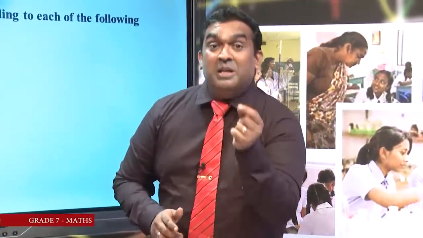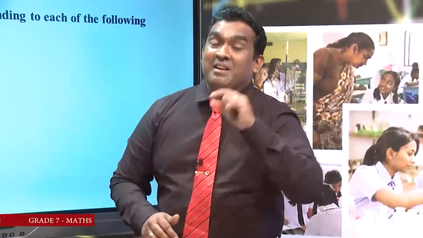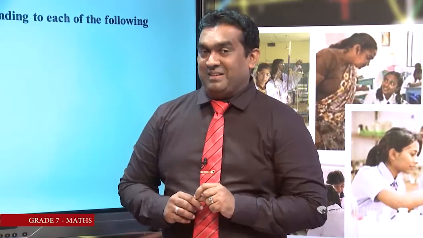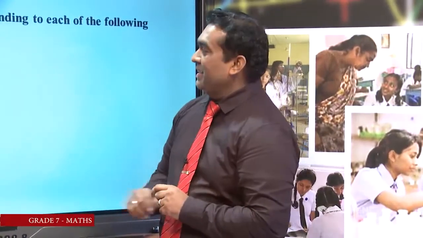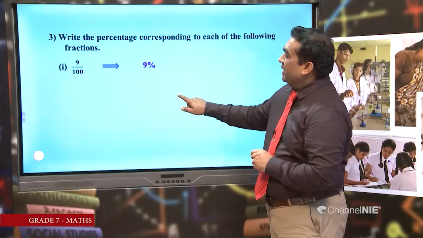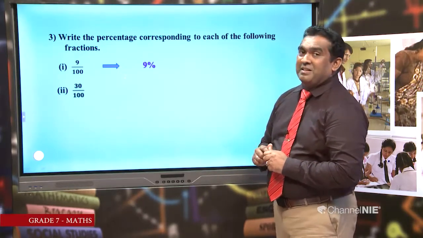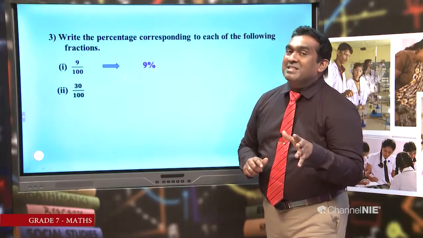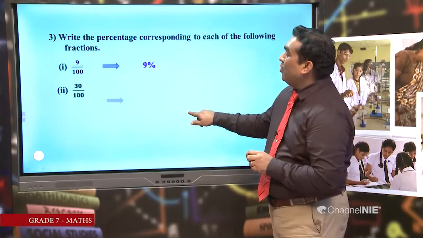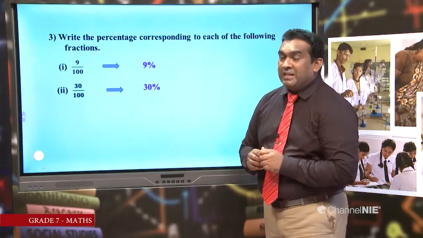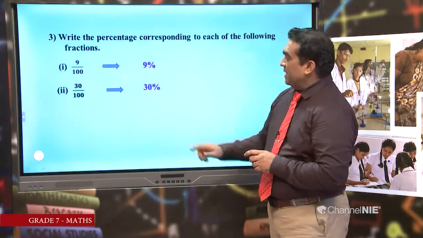If you have 9%, it means 9 should be divided by 100. Then 9%. Next one we can see 30 over 100. In the denominator you can see 100. Therefore, 30%.